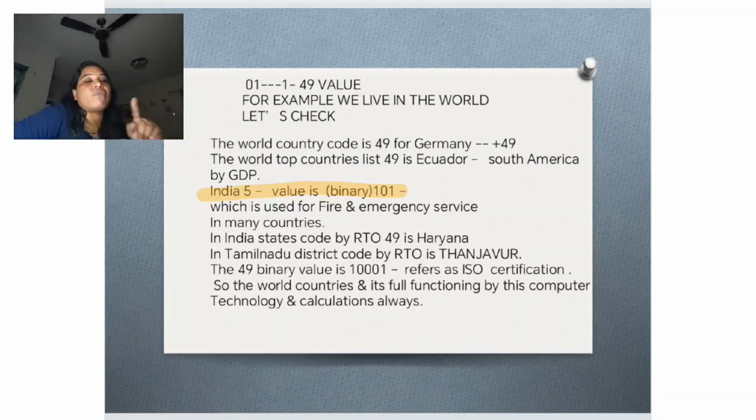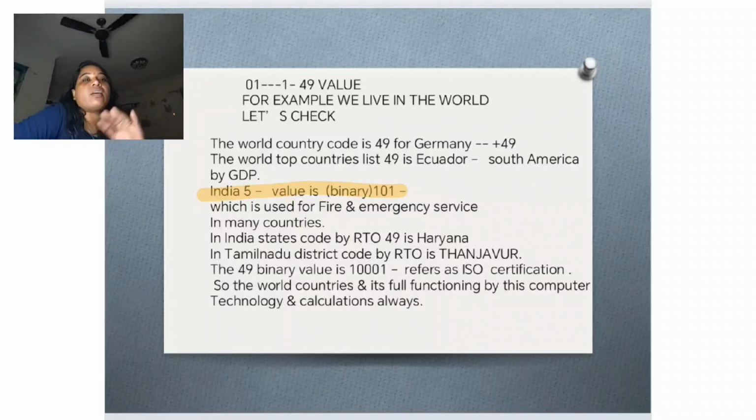1001. So 1001 refers to ISO certification. We can see that certificate name in jewelry shops, big organizations, quality companies and trusted companies. The certificate should be ISO. You can see that number, 1001. That is the binary conversion of 49.